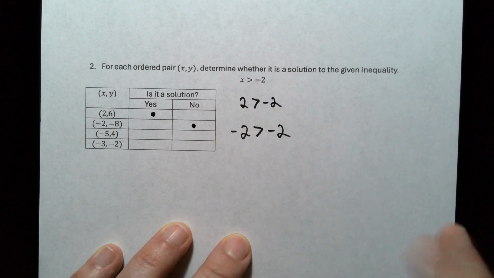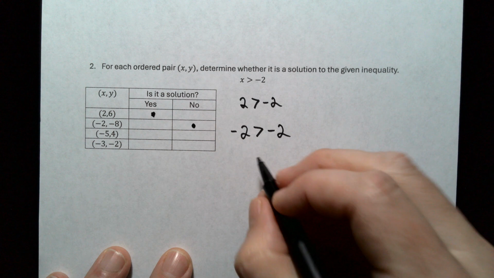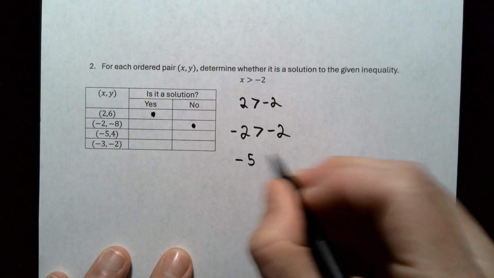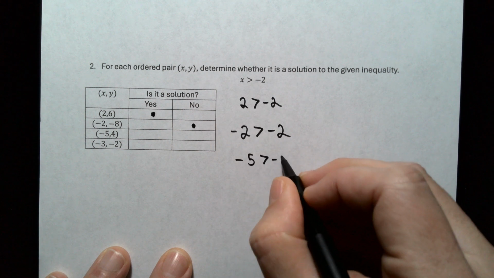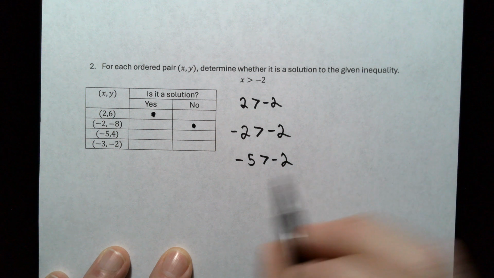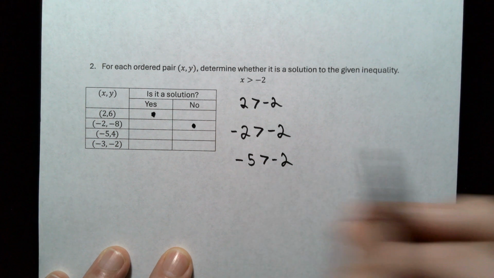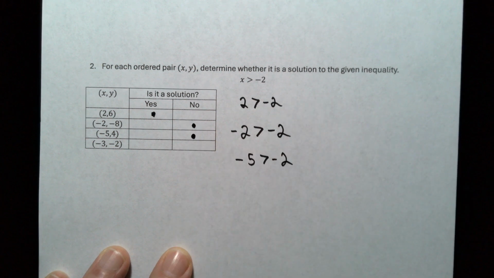So no, that's not a solution. Let's see, negative 5. So negative 5 is greater than negative 2. Is that true? No, it's not. Negative 5 is less than negative 2, so that's also not a solution.